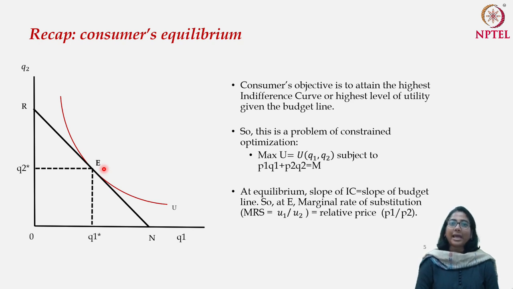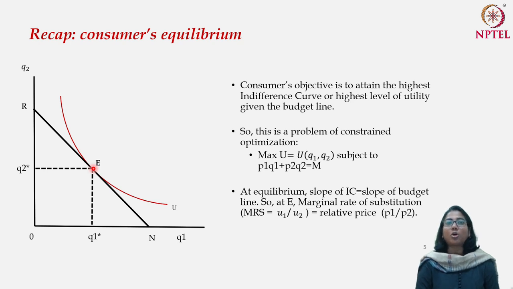Now we know that the absolute slope of the budget line is given by the price ratio P1 by P2, and the absolute slope of the indifference curve is given by the marginal rate of substitution, which is U1 by U2. Therefore, at point E, what we basically have is U1 by U2 is equal to P1 by P2. This U1 is basically the marginal utility derived from Q1, and U2 is the marginal utility derived from Q2. So the ratio of the marginal utilities is equal to the price ratio.